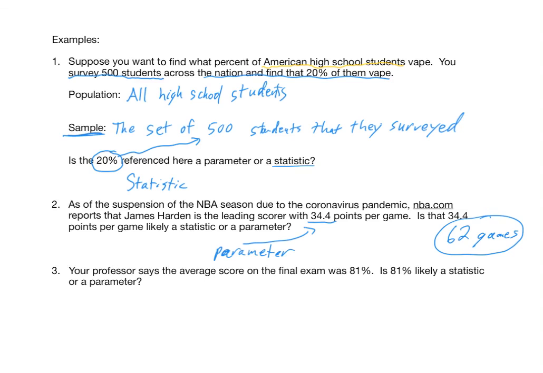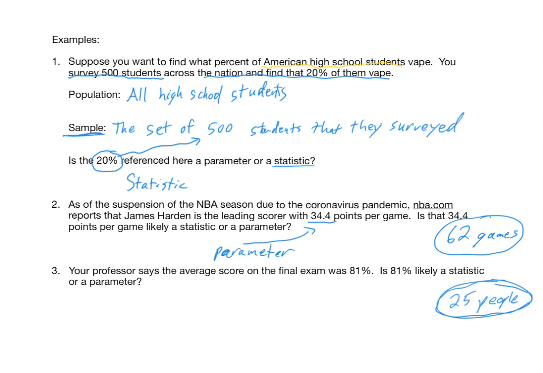Number 3, your professor says the average score on the final exam was 81%. Is 81% likely a statistic or a parameter? So let's say there's 25 people in the class. Do you think if I want to report to you guys what the average is on, say, test 2, I'm just going to use, say, 15 of you and find the average among those 15? No, because 25 people is not a lot. And Excel can do quick computations with just 25 points of data.